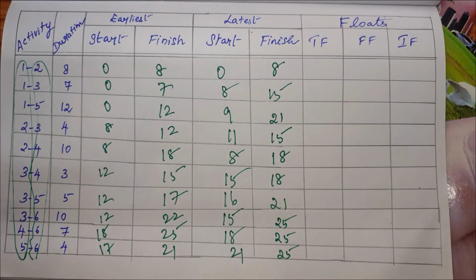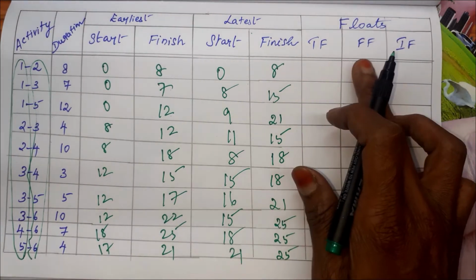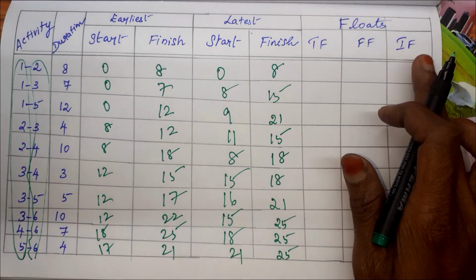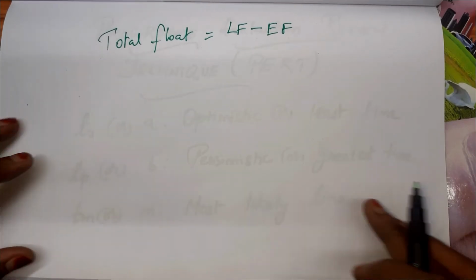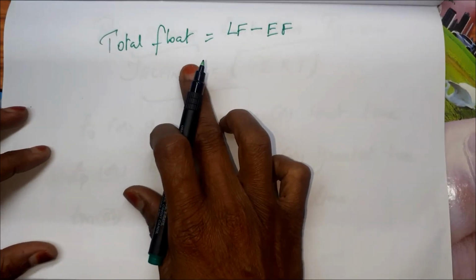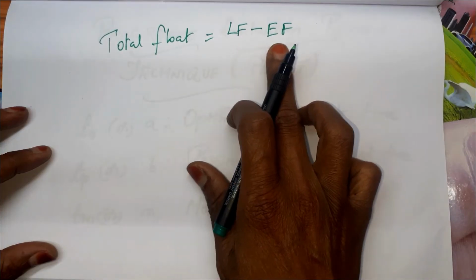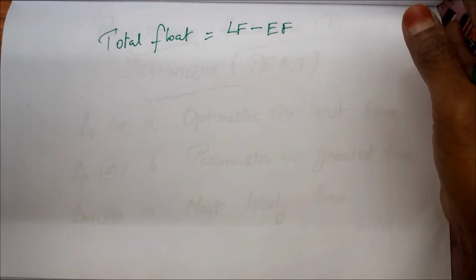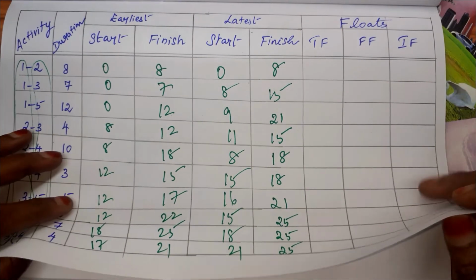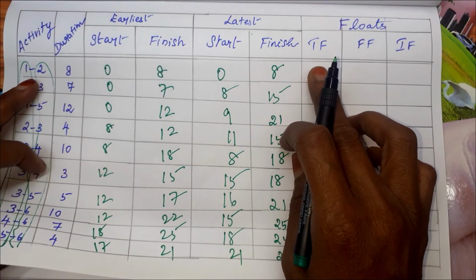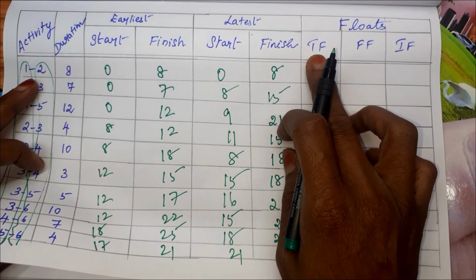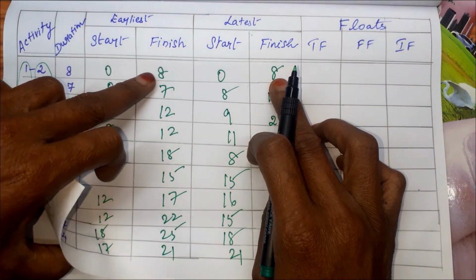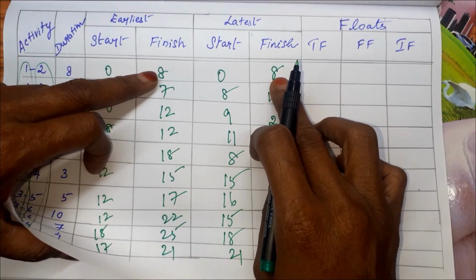Is it clear? The new things we are going to find are 3 floats: total, free, and independent float. Next we are going to find the total float. Total float is latest finish minus earliest finish. I'll explain in the table. For example, for activity 1, 2, total float is latest finish minus earliest finish. These two columns you have to subtract.